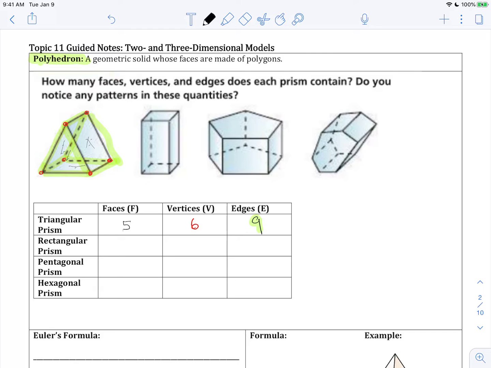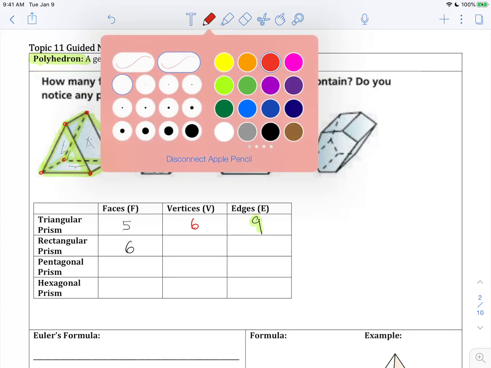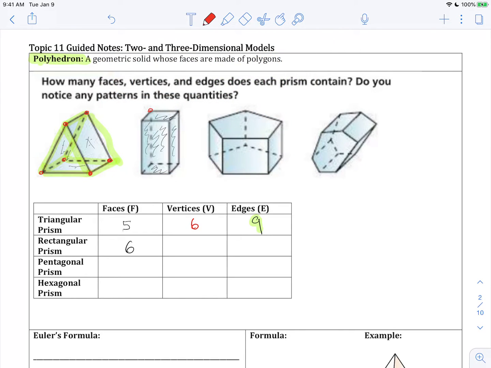So the rectangular prism has 6 faces. It has 8 vertices. And it has 12 edges.